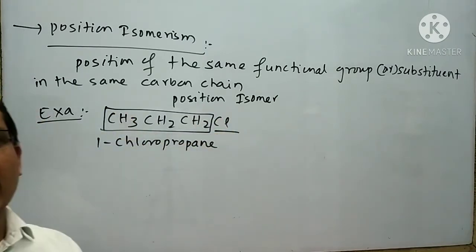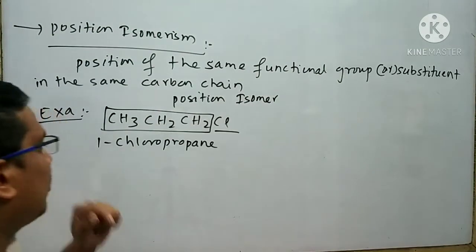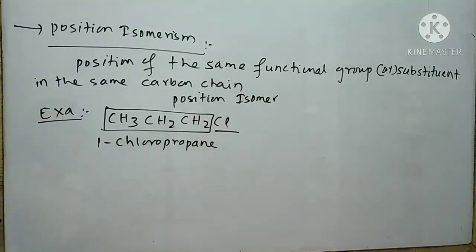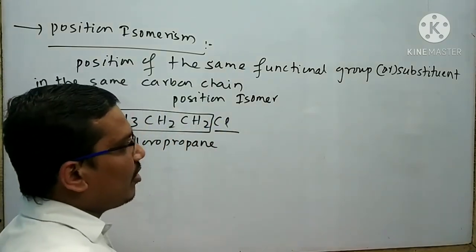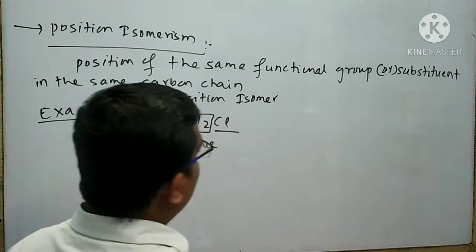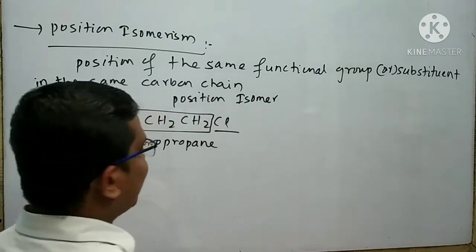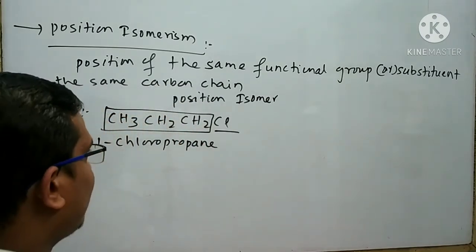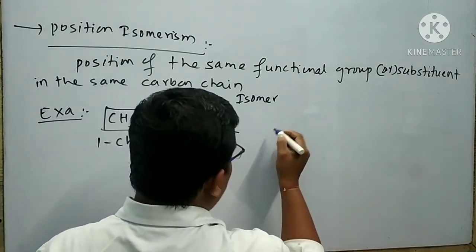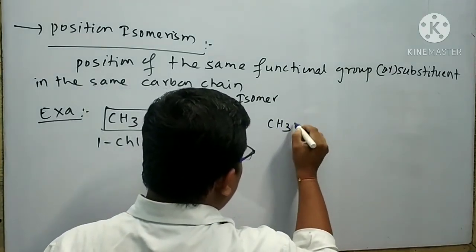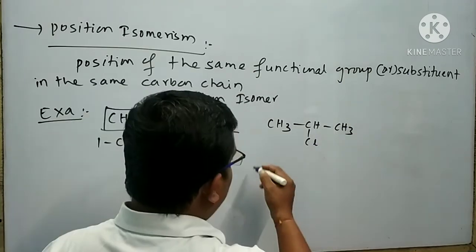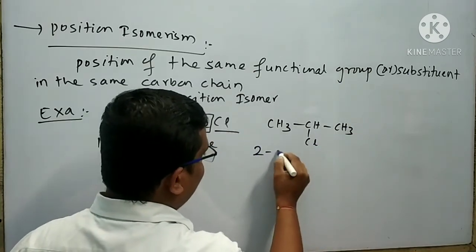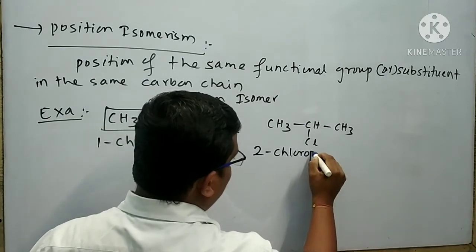Now I want to draw the position isomer of this organic compound. This can be possible by changing the position of this substituent. Now I can draw an organic compound in which the chlorine atom is present at the 2 number carbon atom. So I can write the compound like this: CH3 bond CH bond Cl bond CH3. The name of this organic compound is said to be 2-chloropropane.